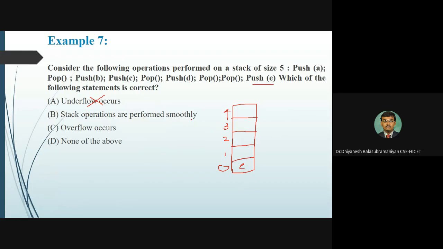Stack operations are performed smoothly. Yes, it is correct. Overflow occurs? We didn't face any overflow condition, so this is also false. None of the above? No, because the stack operations are performed smoothly. We pushed A and popped A, pushed B, pushed C and popped C, pushed D, and performed two pop operations, so we popped D and B, and after that we pushed E. There is no issue of overflow or underflow. So stack operations are performed smoothly. So answer B is right.